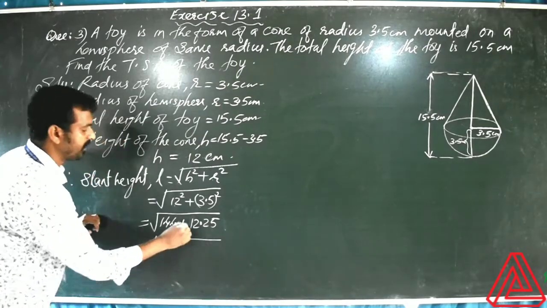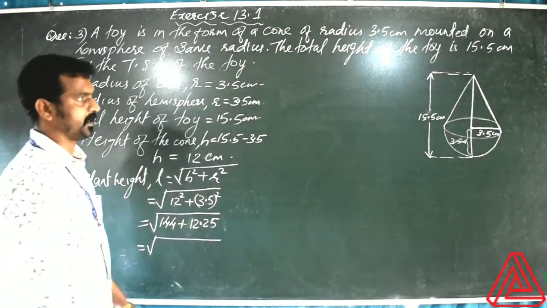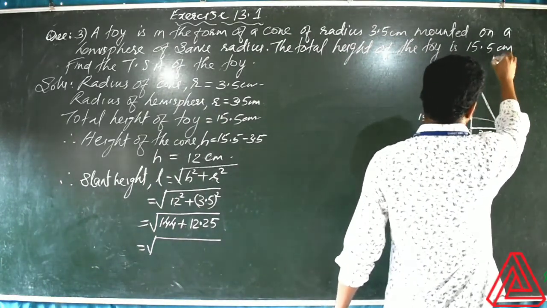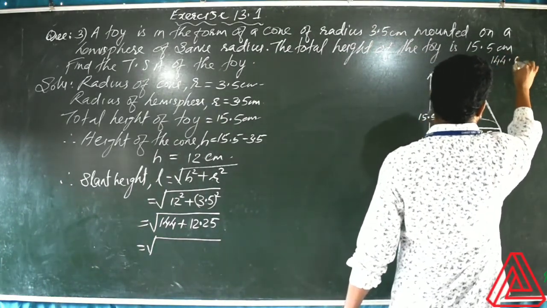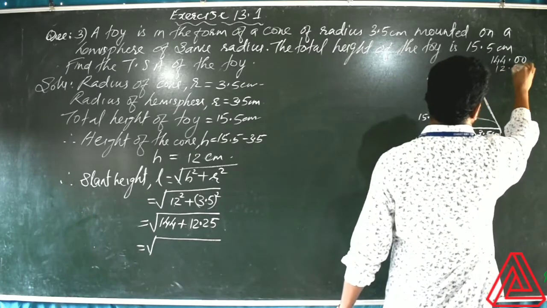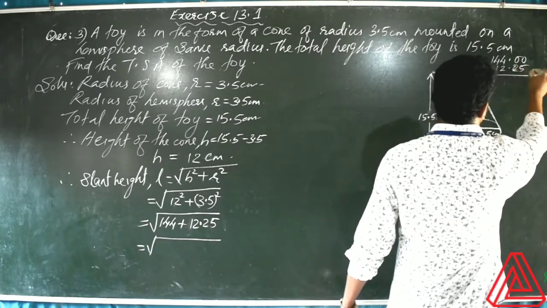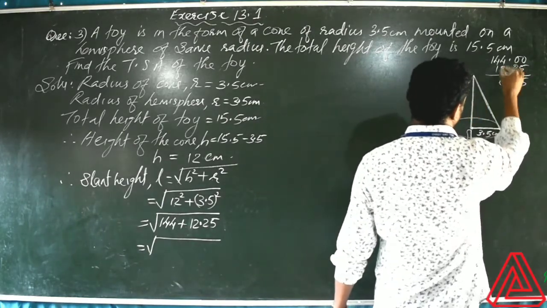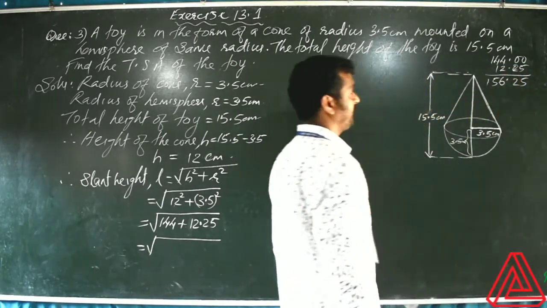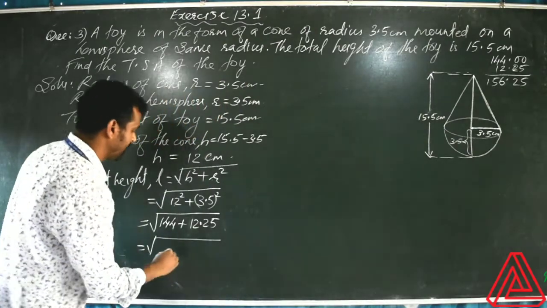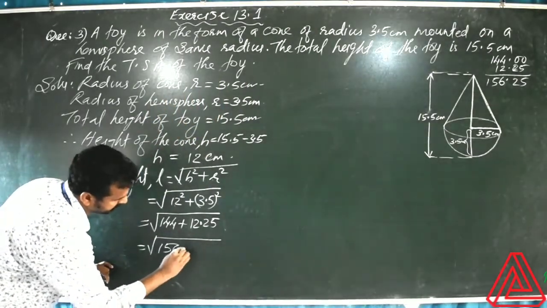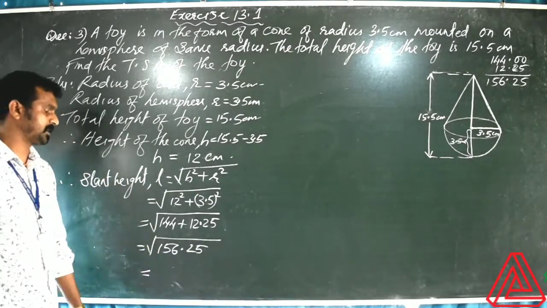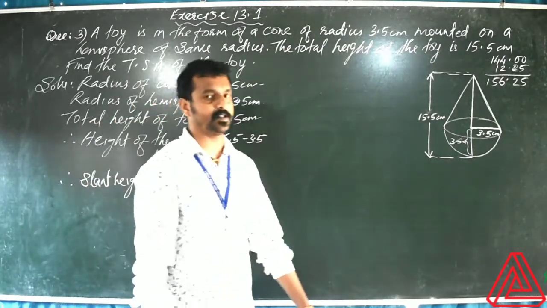That is equal to square root of 144 plus 12.25. Add it: 144.00 plus 12.25. 5 plus 0, 5. 2 plus 0, 2. 4 plus 2, 6. 4 plus 1, 5. 1. That is 156.25. So we need the square root of 156.25.